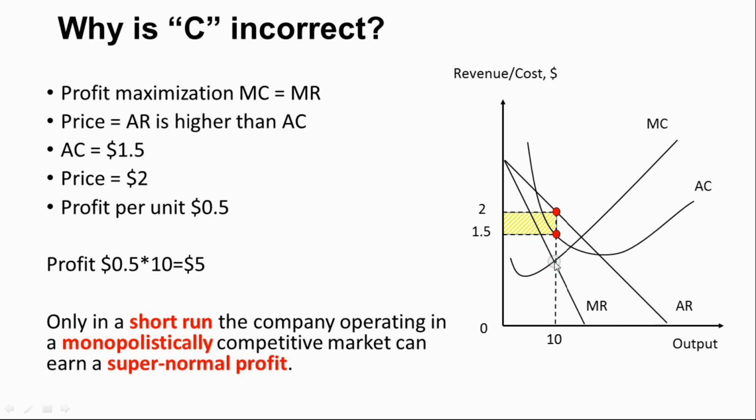Then you have to go up from this intersection until you reach average revenue, and you will see the price which you can charge is $2. Then you can go down until average cost, and the average cost of your production is 1.5. In this case, 0.5 will be profit per unit, and this whole rectangle will represent your profit.